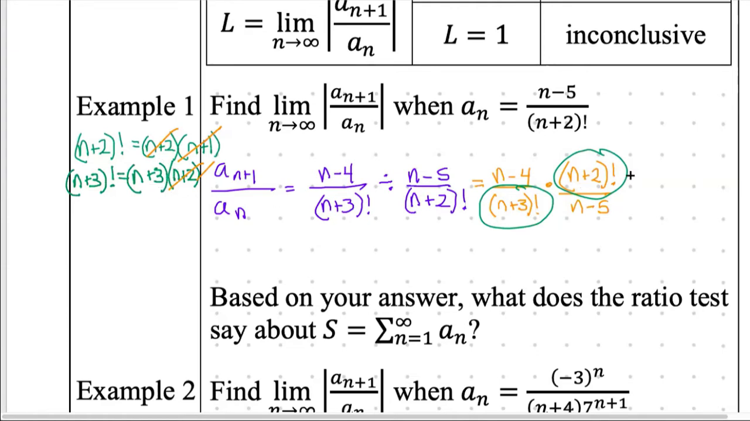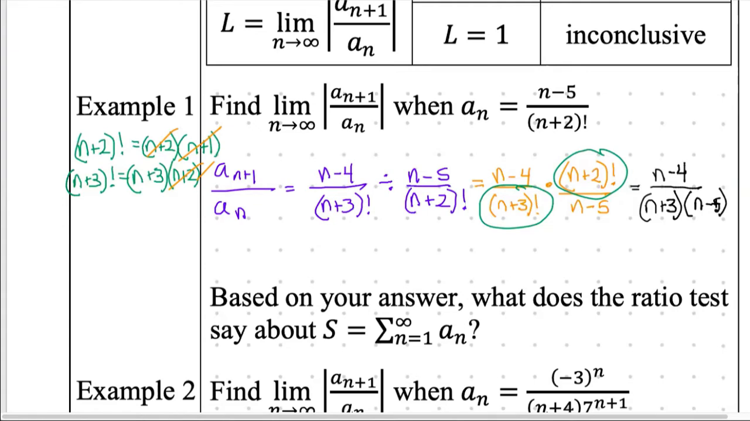So if I'm simplifying this fraction, this is kind of like the big drum roll, please, the takeaway from this problem. This is now equal to n minus 4 in the numerator. That's it. Nothing else, because there's nothing else in the n plus 2 factorial. Everything was canceled out. But in the denominator, I have this normal n plus 3 and this n minus 5. Done. And that's as far as I can go.